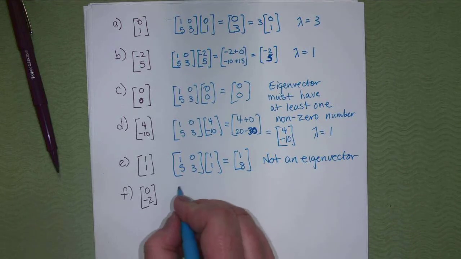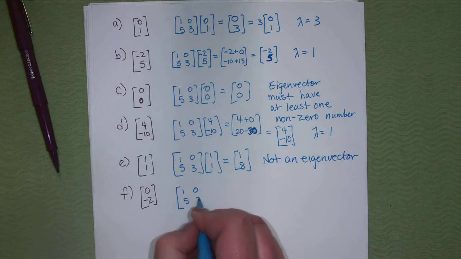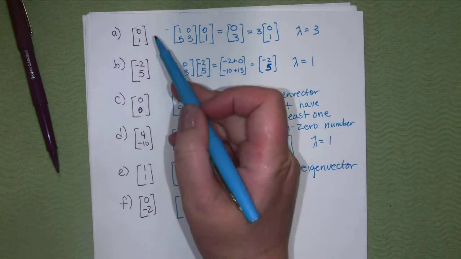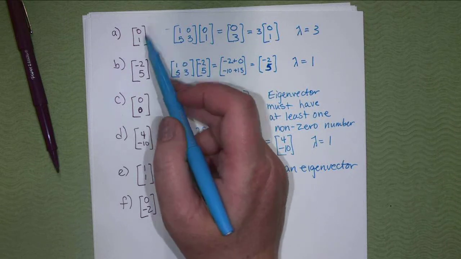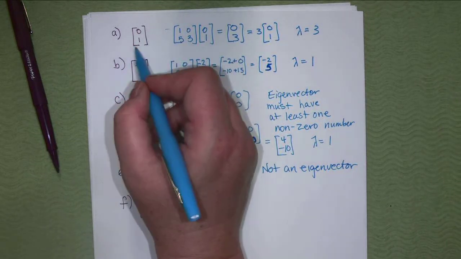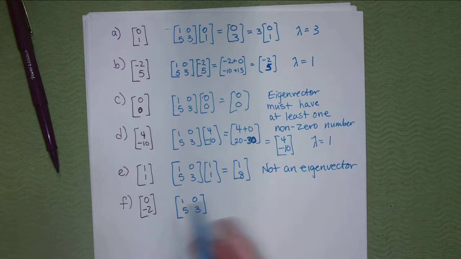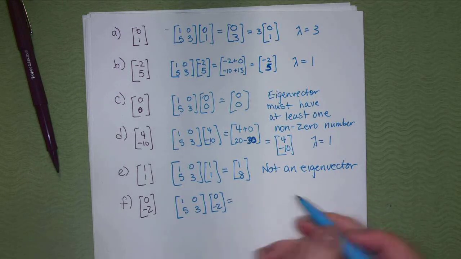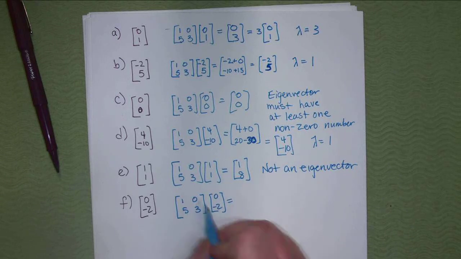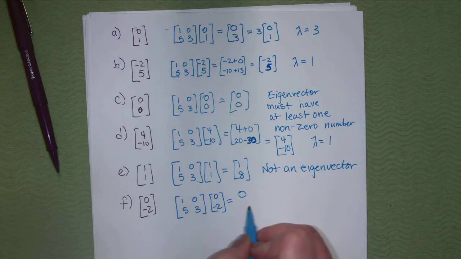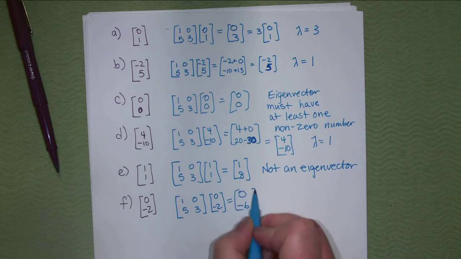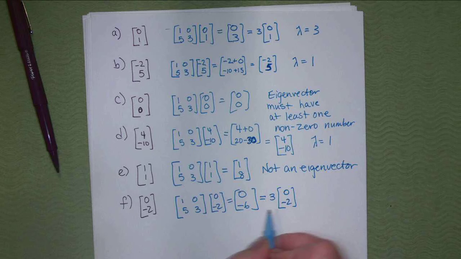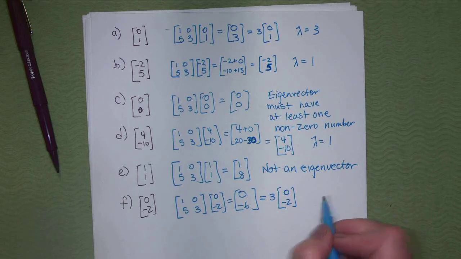And the last one, what do you think before we do it? Yes, because it actually follows which pattern? The same as A, 0 and a number. So any multiple of one that works will also work and give you the same eigenvalue. So this will be 0, and this will be minus 6. If we factor out a 3, we get the original vector back, so lambda equals 3.